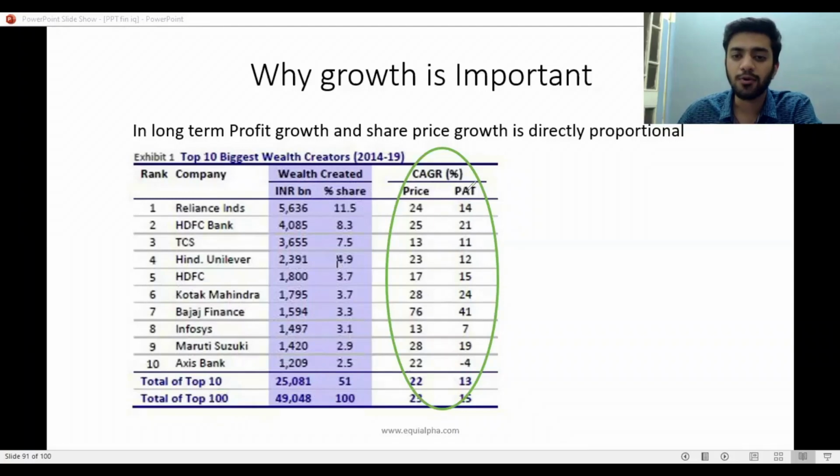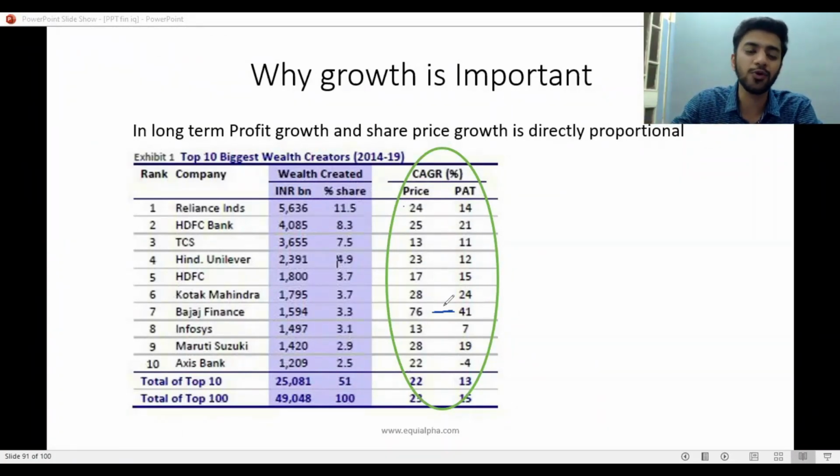Look at Reliance: profit after tax 14%, price 24% CAGR. In HDFC Bank, 21% was the profit after tax growth from 2014 to 19, and the price growth was 25%. TCS, 11% profit growth, price growth 13%. Look at all this. This is the biggest difference: Bajaj Finance, 41% PAT growth and 76% price growth. So it's not an exact 100% thing that it should match number by number. It will be near to it.